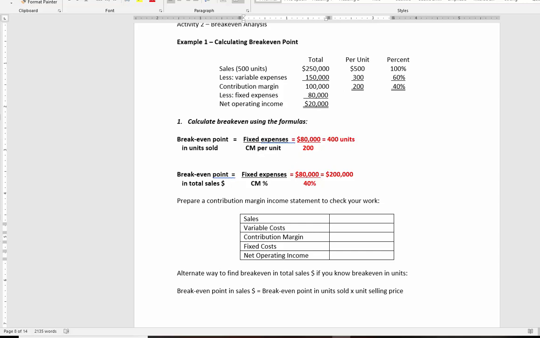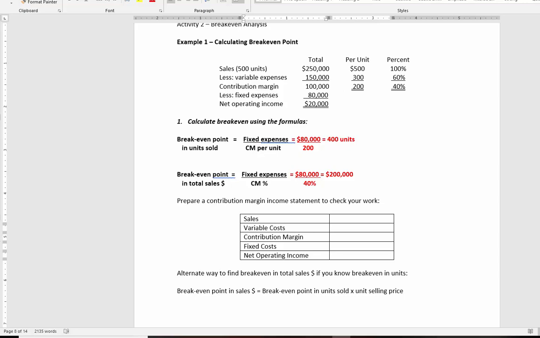Hello everyone, we're back studying our break-even point and contribution margin. On your screen you will see activity 2, which we worked on earlier, and you had seen the answer to the break-even question there. So next up we're going to take a look at this contribution margin income statement.